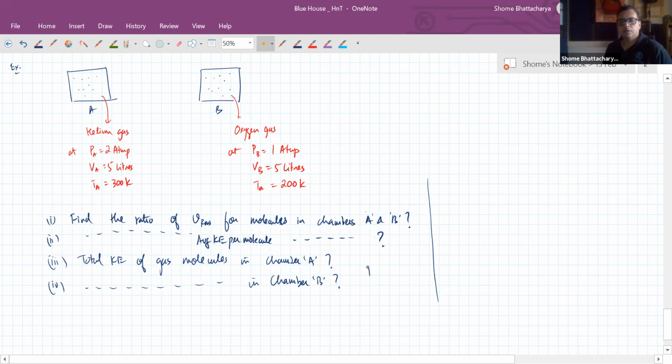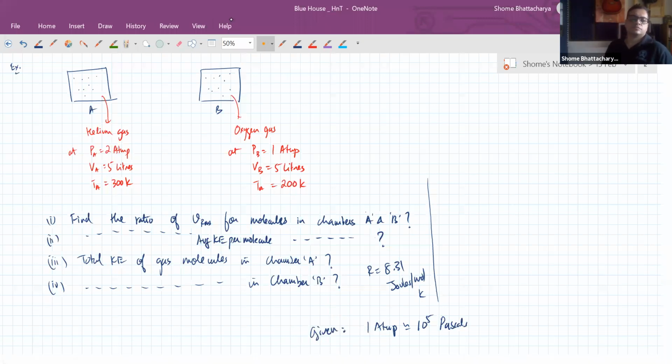For this part, you can take the value of R as 8.31 joules per mole Kelvin. You can take 1 atmosphere as 10 raised power 5 pascals. So just try this question out, people.